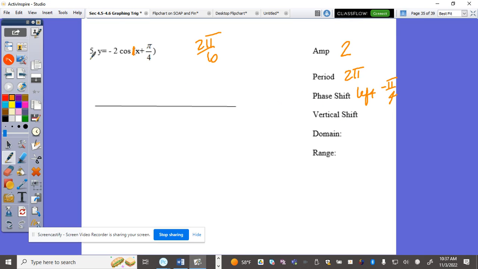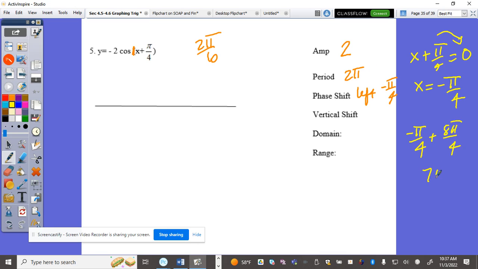For those who don't get that one, here's what you do: set x plus pi over 4 equal to the starting point. The starting point of cosine is at 0. Move this to the other side, and that gives you x equal to negative pi over 4. And how does it end? The best way to find the ending is that wherever you start, you add a period. The period here is 2 pi, so adding 8 pi over 4 gives 7 pi over 4, where it should stop, right?